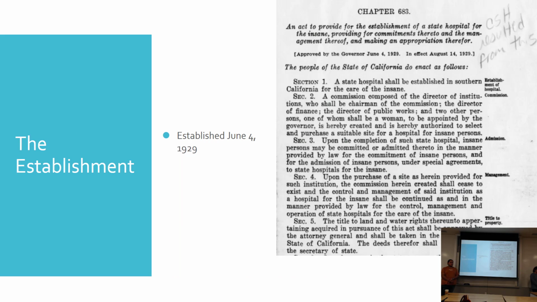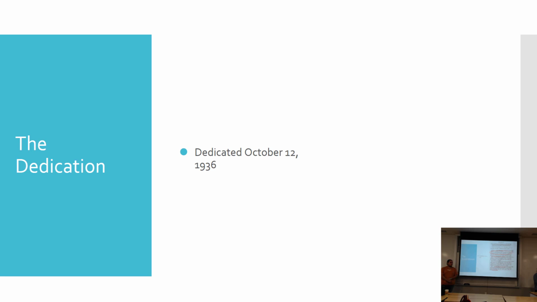The proposal to dedicate a state hospital was enacted in 1929 in the form of an act. It authorized the Director of Institutions, Director of Finance, and Director of Public Works to find a suitable site for purchase, and it would also grant land and water rights as approved by the Secretary of State. Up to this point, that suitable place hadn't been found. That's where the transitionary period comes into place.